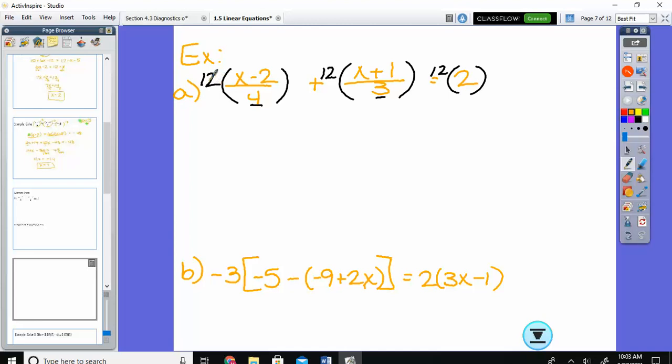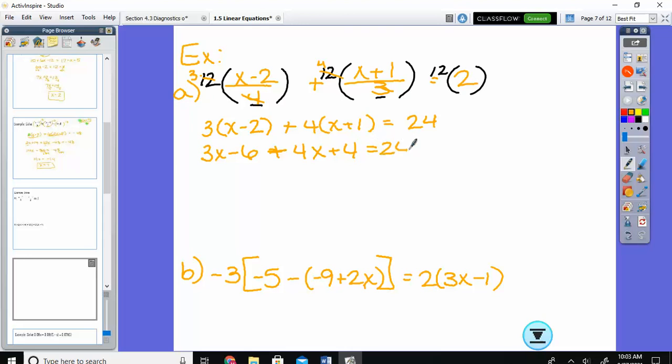Okay, so for the first one, 12 divided by 4 is 3, so you have 3 times the x minus 2. Plus, second one, 12 divided by 3 is 4, so 4 times the x plus 1. And over here, 12 times 2 is 24. So we get 3x minus 6 plus 4x plus 4 equals 24.